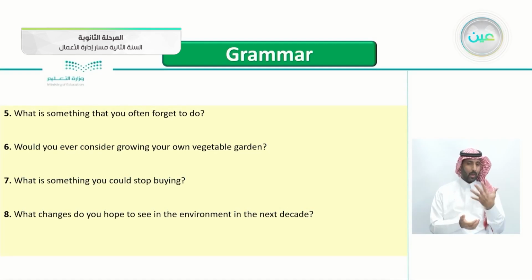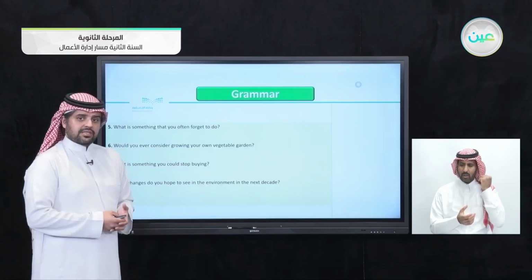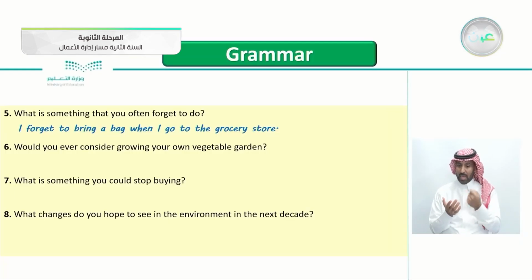Number 5, what is something that you often forget to do? Anything that you forget to do. For example, I've written here, I forget to bring a bag when I go to the grocery store. This is about me. I forget to bring a bag whenever I go to the grocery store. Number 6, would you ever consider growing your own vegetable garden? Would you ever consider growing? This is the gerund here, your own vegetable garden.